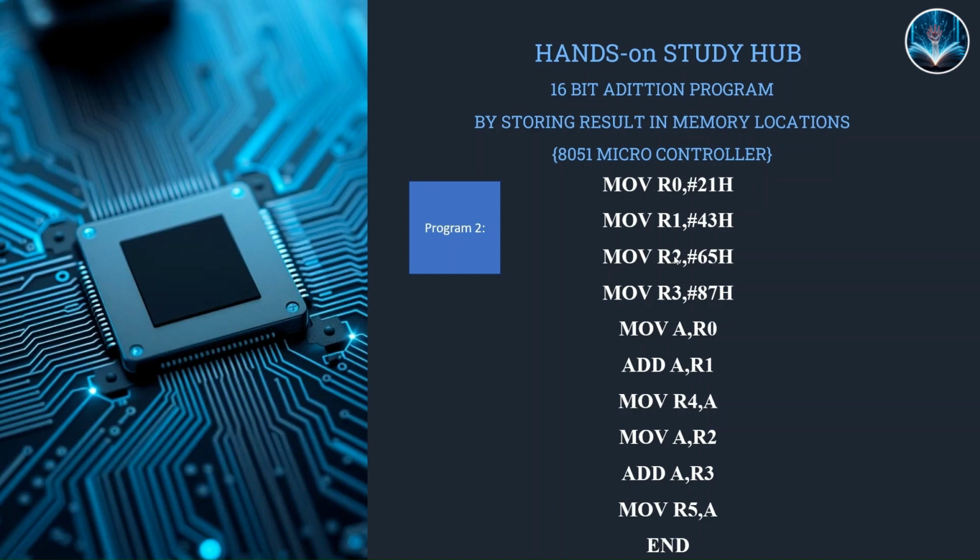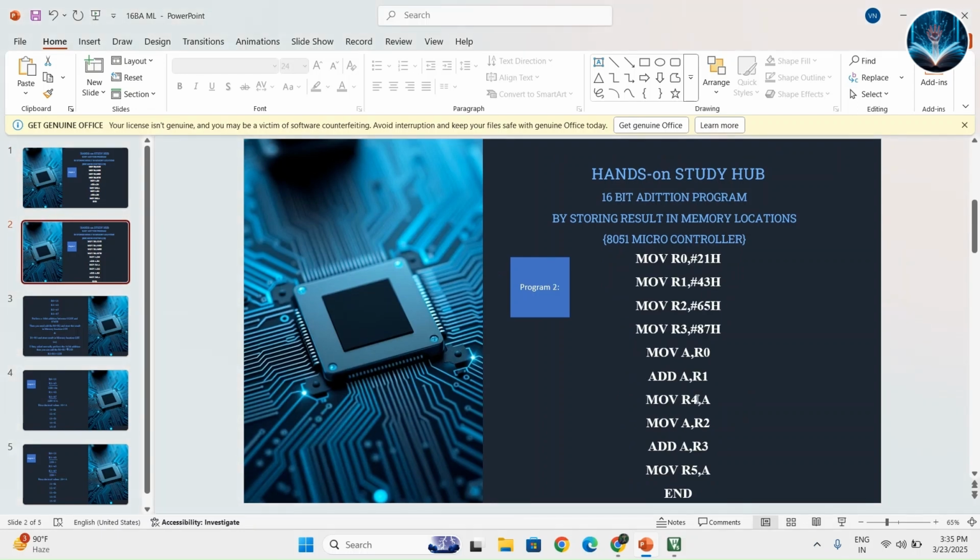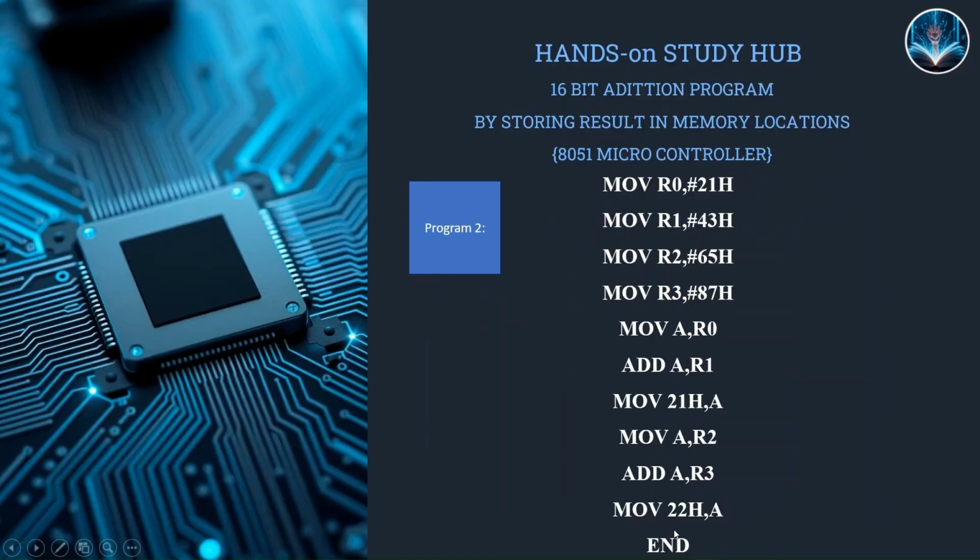Here I just consider some numbers, add R0 and R1, and store the result in registers. Or instead of registers you can use some memory locations. For that, replace them with locations 21H and 22H. After adding R0 and R1 and storing the result in 21, then adding R2 and R3 and storing the result in 22.